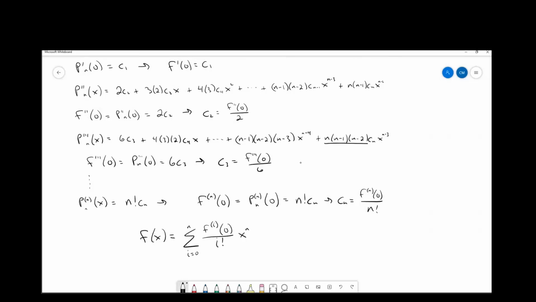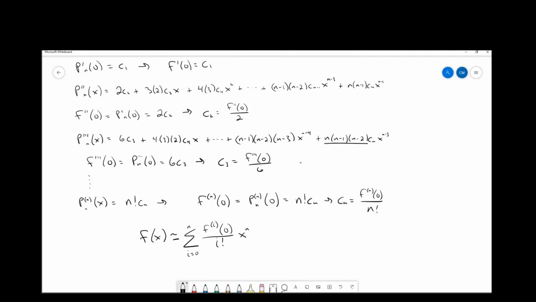So the way that we would read this formula is f of x, and I put an equal to, I shouldn't have put an equal to, I should make that an approximately equal to, is approximately equal to the summation of the ith derivative of the function, evaluated at 0, divided by i factorial, and multiplied by x to the i.